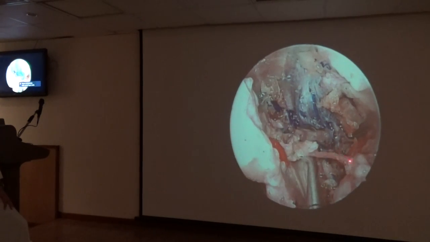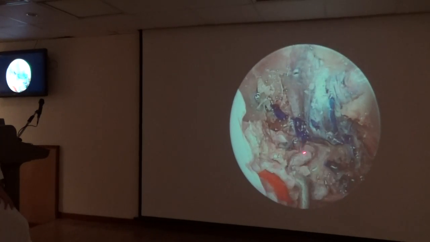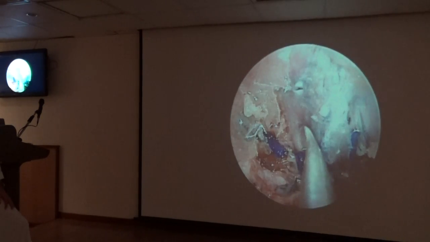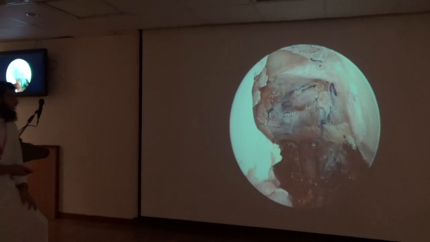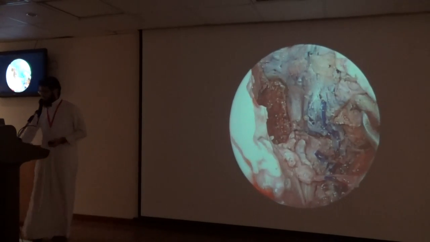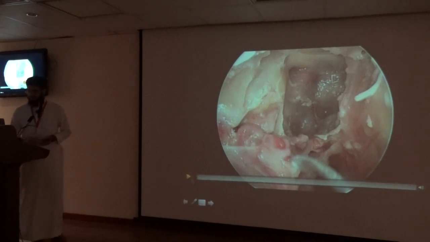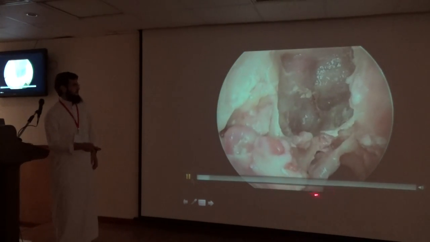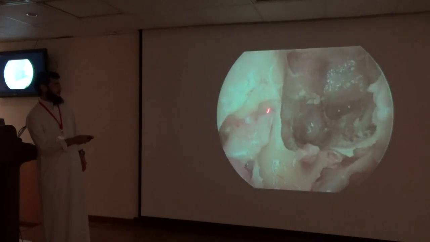When we bring it back, this is the sphenopalatine artery. This is the vidian nerve going to the carotid again, and here is the V2 going to the pterygopalatine fossa. This is another dissection, showing the relation of the vidian. This is the vidian after we cut, and this is V2.